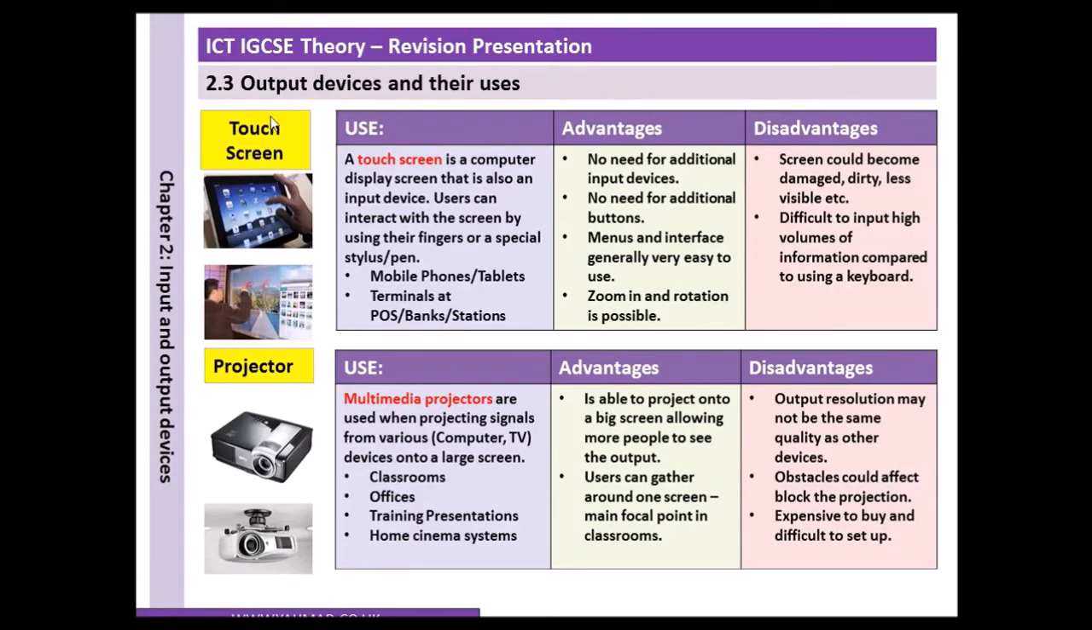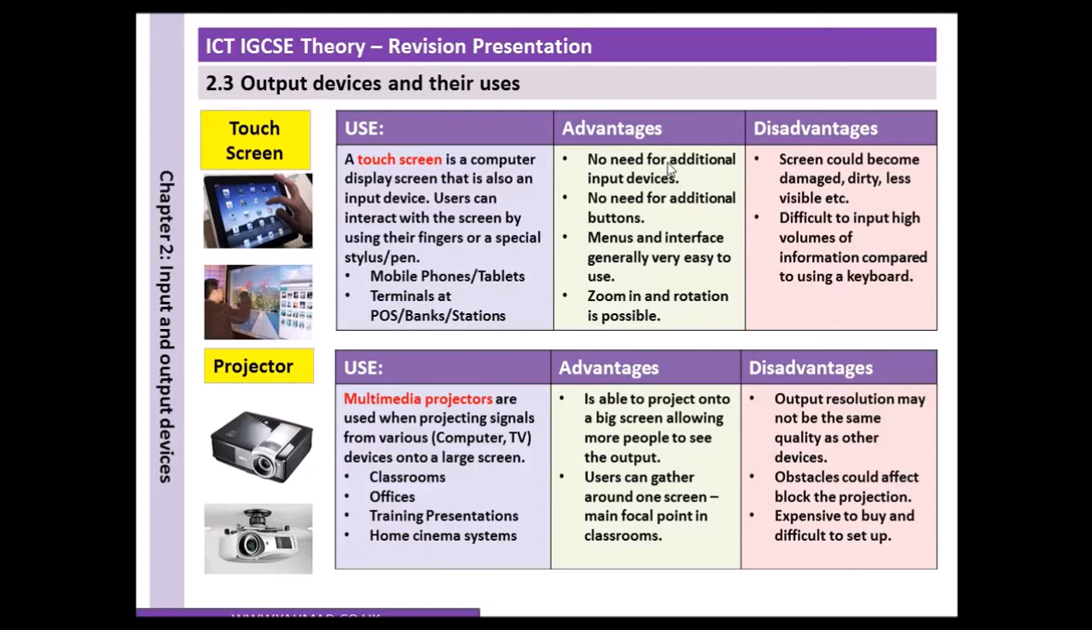Okay, so the touchscreen doubles up as an input as well as an output device. So the touchscreen is a computer display screen and it's also an input device. Users can interact with the screen by using their fingers or special stylus pen. So you will find a touchscreen on mobile phones, tablets, terminals, at POSs, banks or stations.